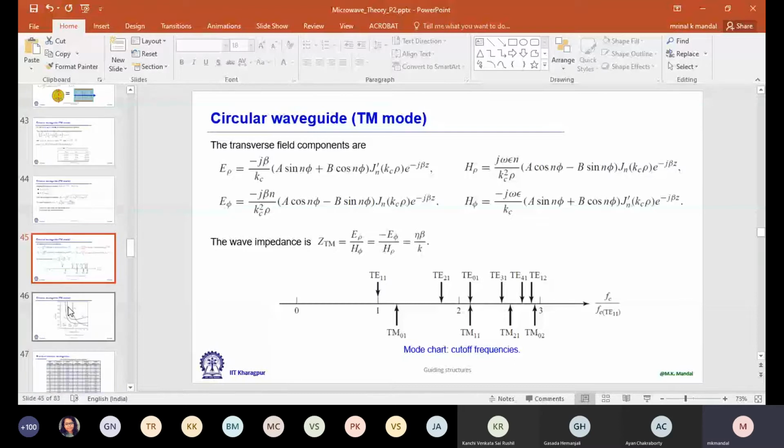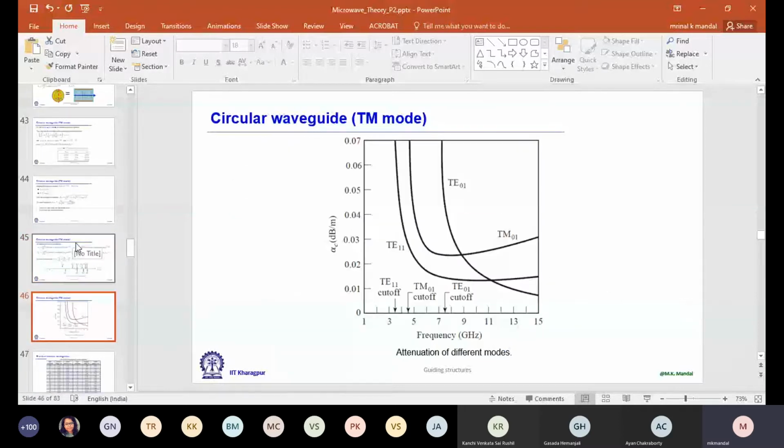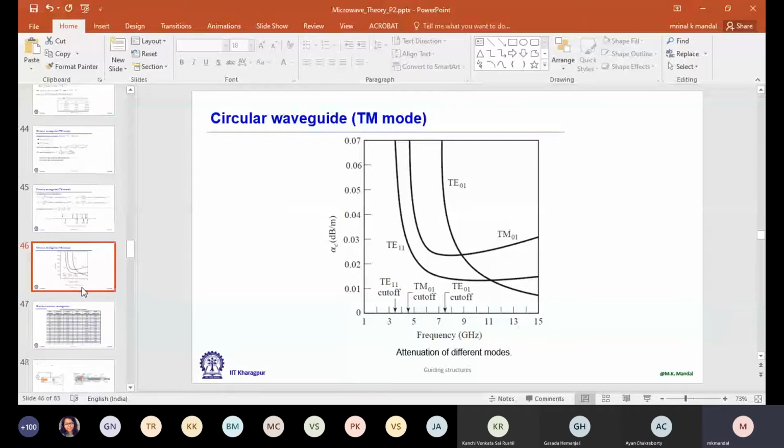Anyway, so that's about the circular waveguide. Okay, we have the plot here. So for TE01, as we expected, you see, it's coming down. It has the lowest value versus frequency for TE01.